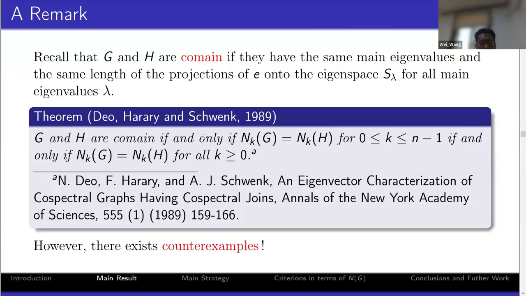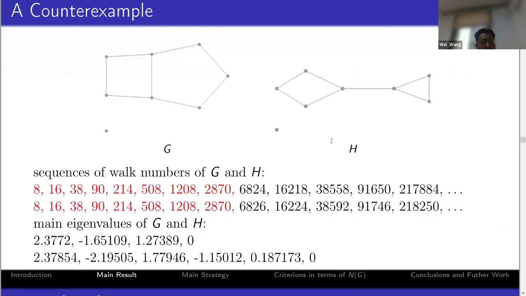G and H are co-main if and only if all the walk numbers of G and H coincide for k from 0 up to n minus 1, if and only if N_k(G) equals N_k(H) for all k greater than 0. However, we found the first part does not hold. We found a counterexample for the first part. You see, here the paragraph.